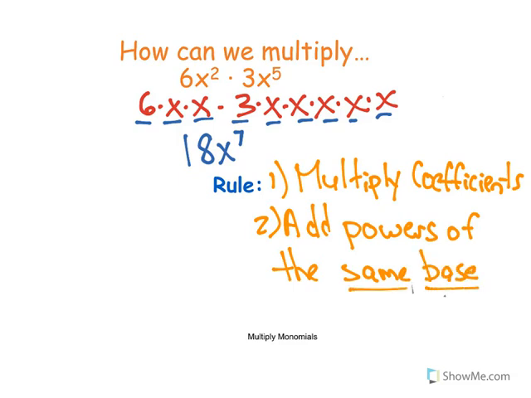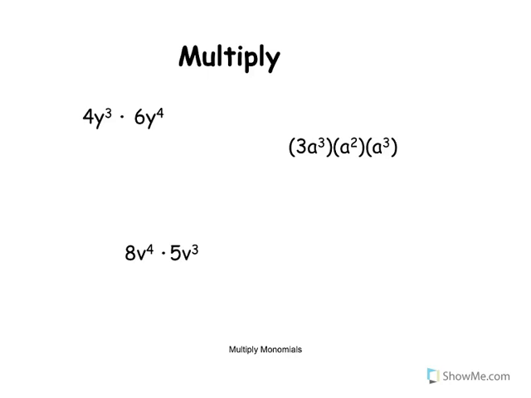All right, so again, what did we do? We multiplied the coefficients, right? The coefficients are the numbers that are being multiplied by the variables, 6 and 3. And then we added the powers of the same base. I said 2 plus 5 was 7. Pretty simple procedure. So I'm going to go through some of these pretty quick because I've got a lot of examples in this lesson. So anything you need to slow down, you just pause it and go back.